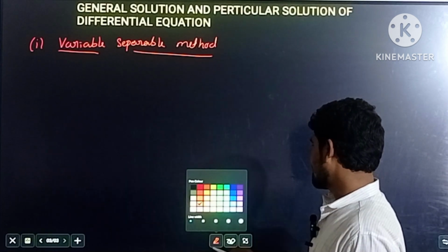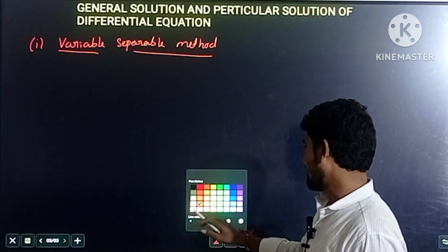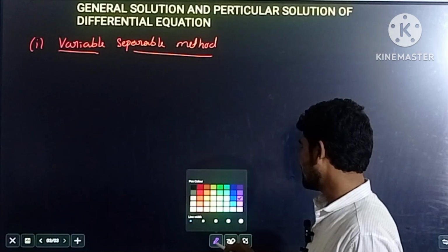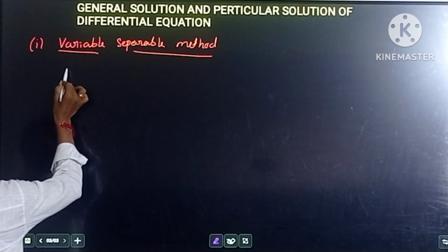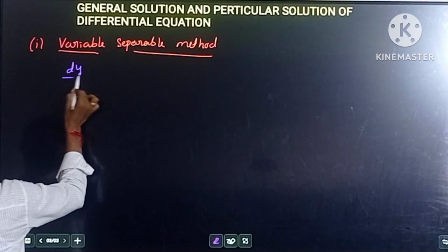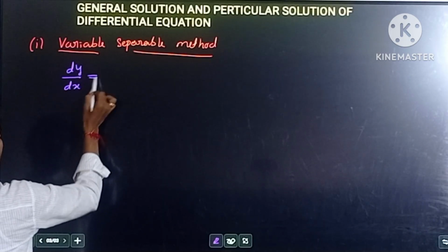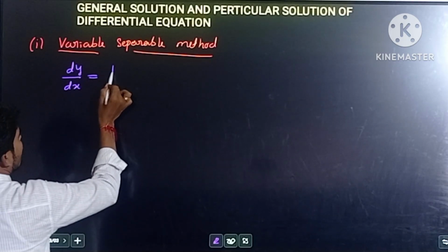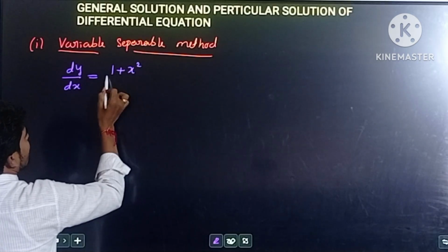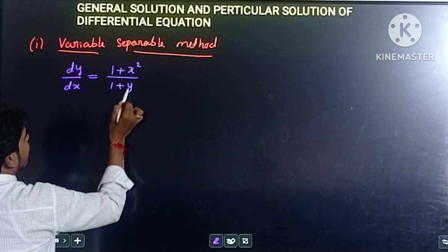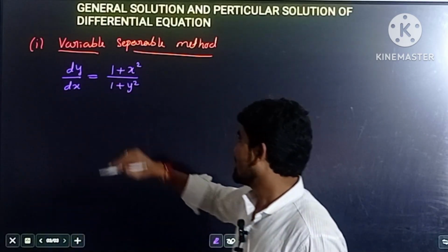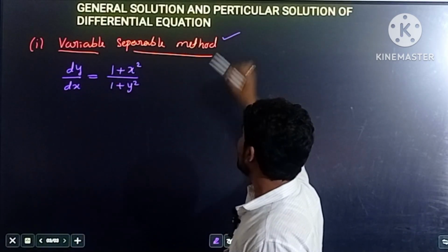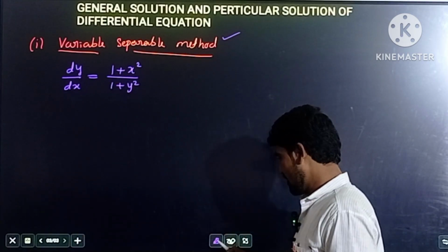So let us consider one example. Find the general solution of the differential equation dy by dx equals 1 plus x square divided by 1 plus y square. So now we need to solve this differential equation by using the variable separable method.